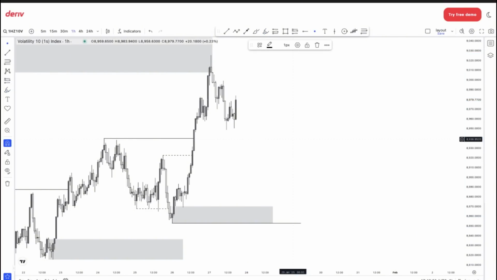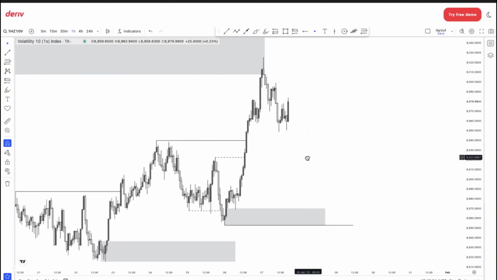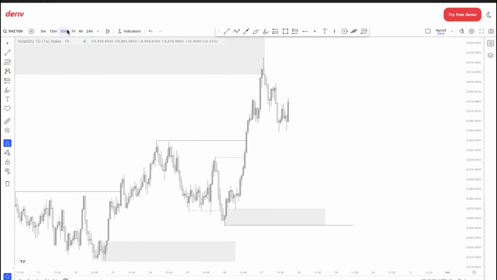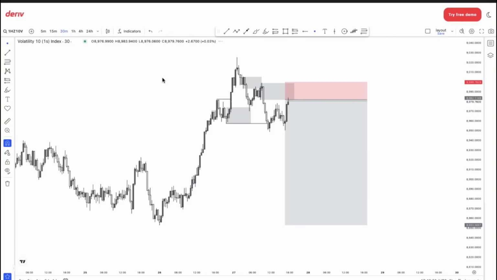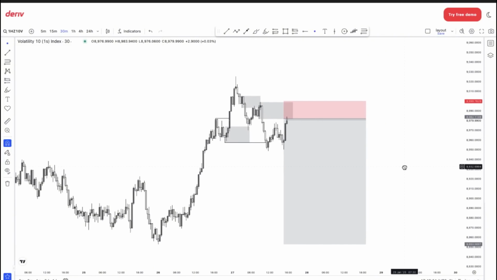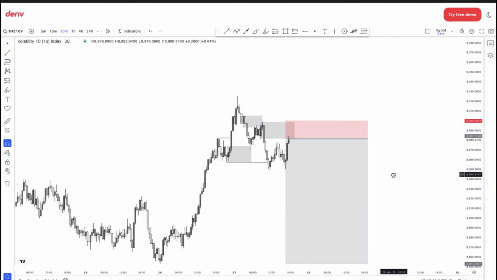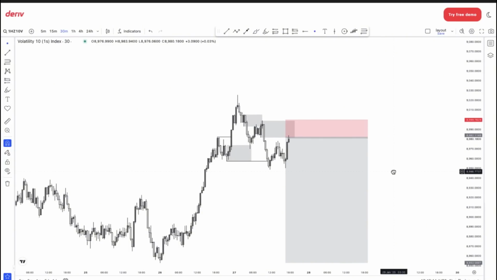And yeah, I'll just monitor this, but in the meantime, as you can see, price has already tapped into the 30-minute time frame order block, and we are slightly getting a reaction right now. So we'll just see how it goes, and as time goes on, I'll try and update you guys. And yeah, this is it for Volatility 10.1s, and I'll see you on the next one.